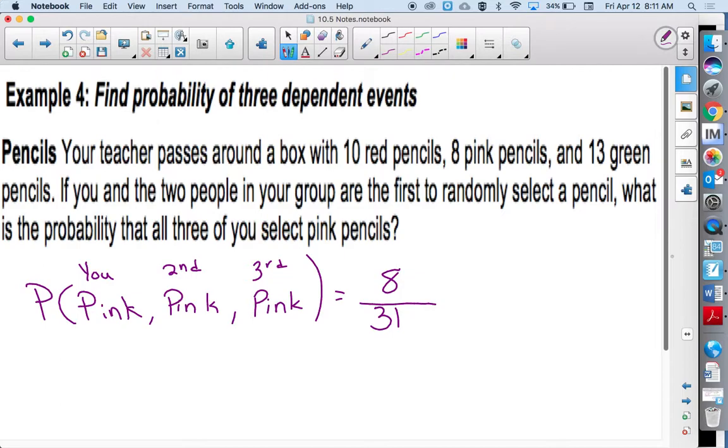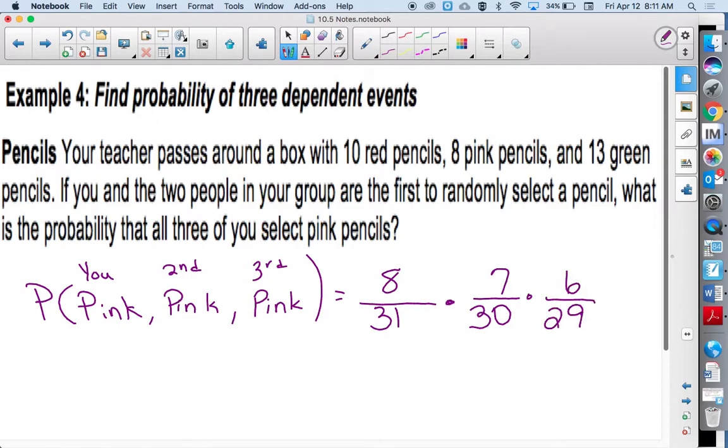So now Matt has chosen the pink pencil. Matt, what's the probability that Garrett in your group gets a pink pencil? 7 out of 30. And then Matt, what's the probability that Brock also in your group gets a pink pencil? 6 out of 39. Nice job.